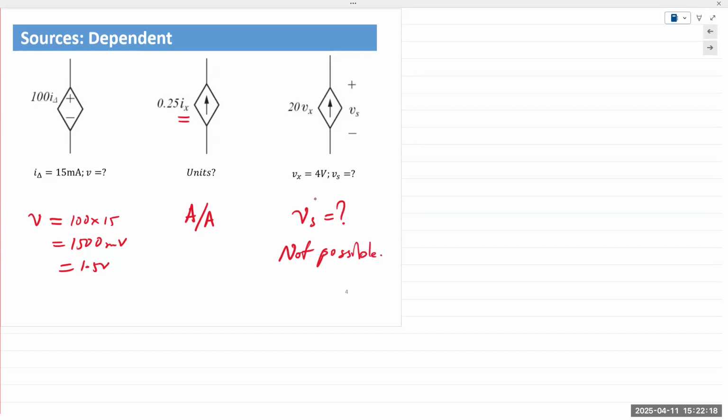So we cannot measure the voltage across a current source. We cannot measure a current through a voltage source by standard methods. It's not possible. We have to do it via other indirect methods. Whether it's independent or whether it's dependent, it's just not possible.